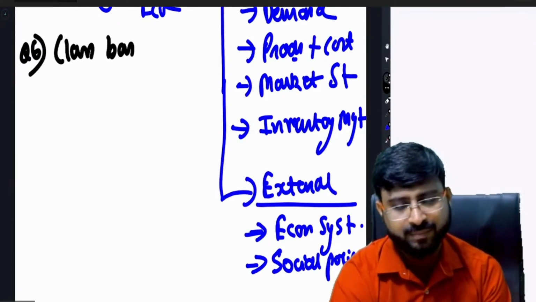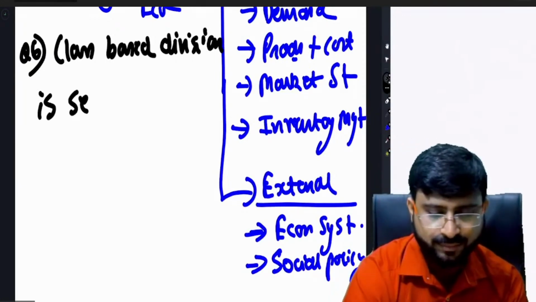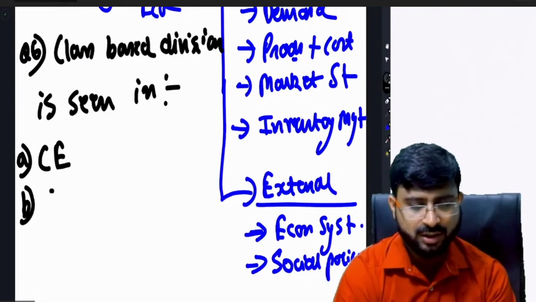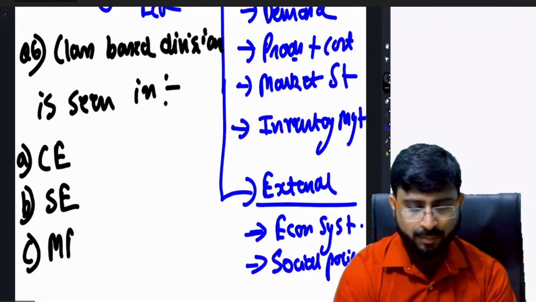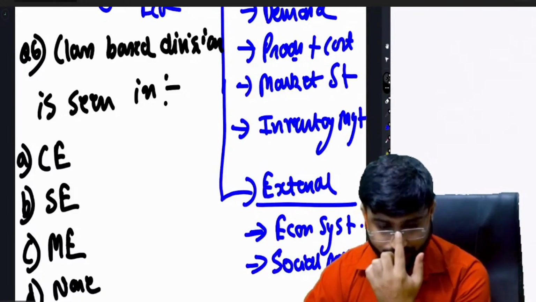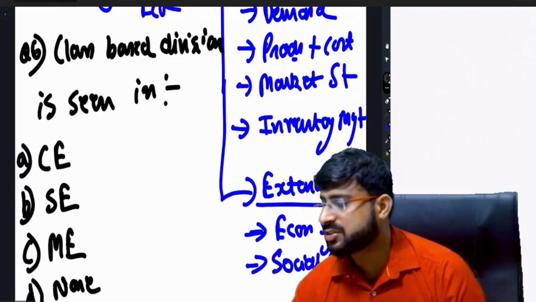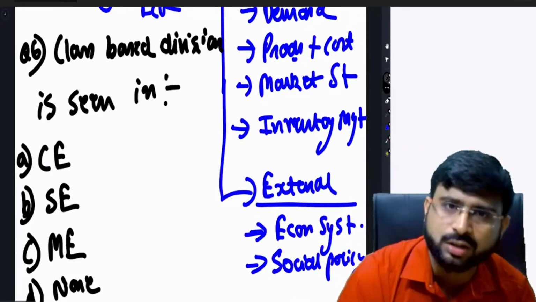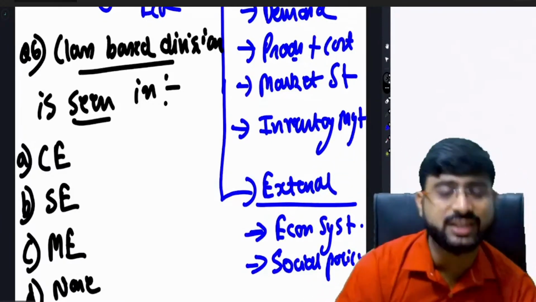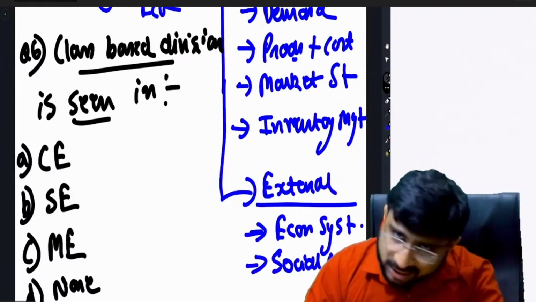Class-based division is seen in: capitalist economy, socialist economy, mixed economy, none of the above. Class-based division. Remember guys, if multiple answers are correct, then your answer will be the one which is even surer, more correct rather. Class-based division is seen. My question is not where there is no class-based division. I am asking where there is class-based division.